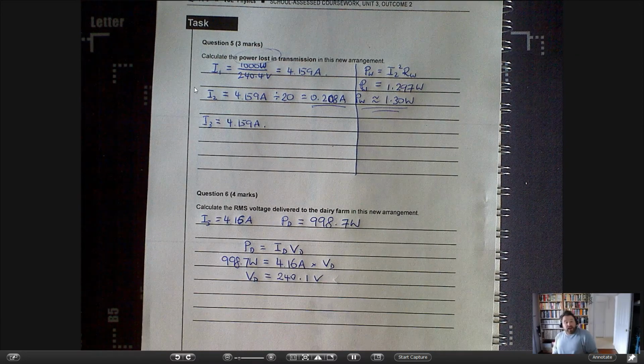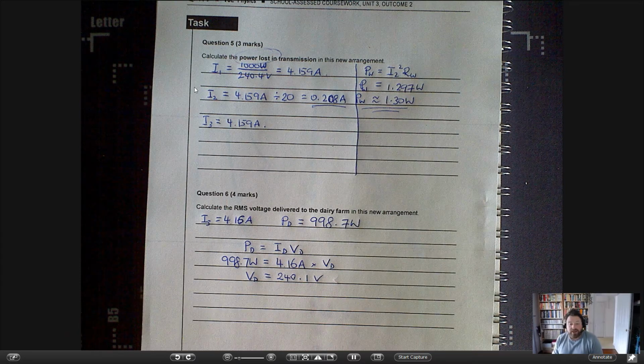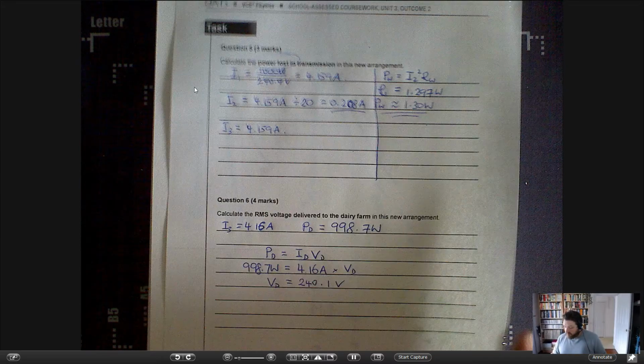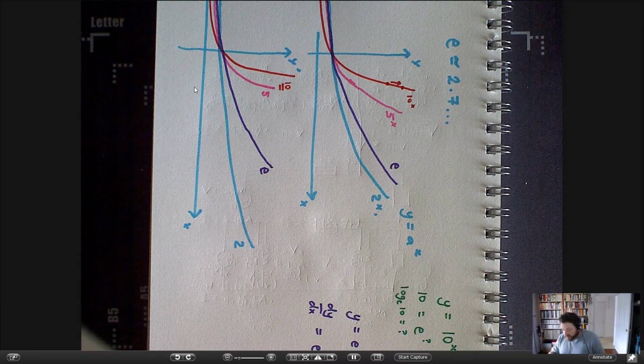And we have the RMS voltage for the dairy is 240.1 volts. So we've only lost 0.3 of a volt as opposed to 120 odd volts in the previous situation. So definitely an improvement. Okay, probably going to ask for efficiency. Comment on the efficiency, something like that.